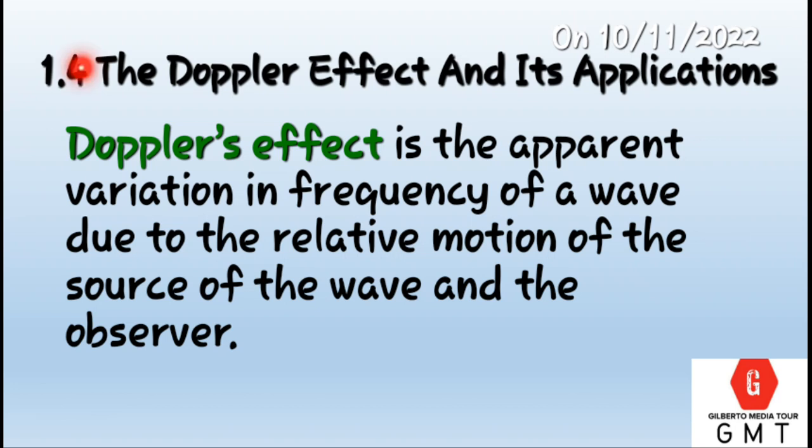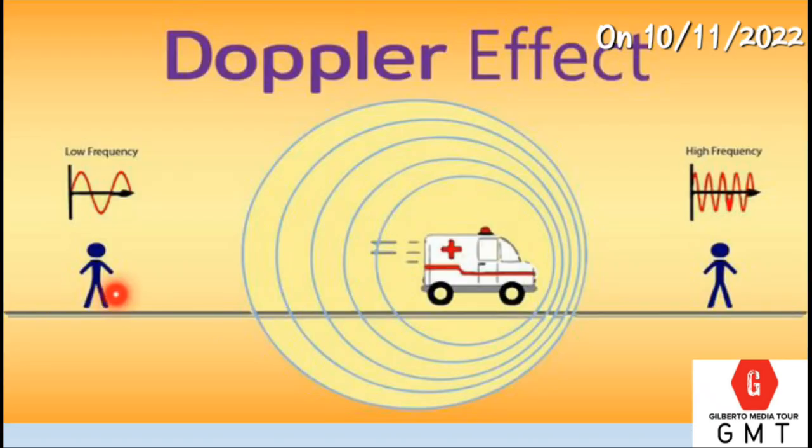Also, in this unit, we shall see what we call the Doppler effect and its application. The Doppler effect is the apparent variation in frequency of a wave due to the relative motion of the source of the wave and the observer. When we say an observer, it is the one who can receive sound, and the source is where the sound comes from.